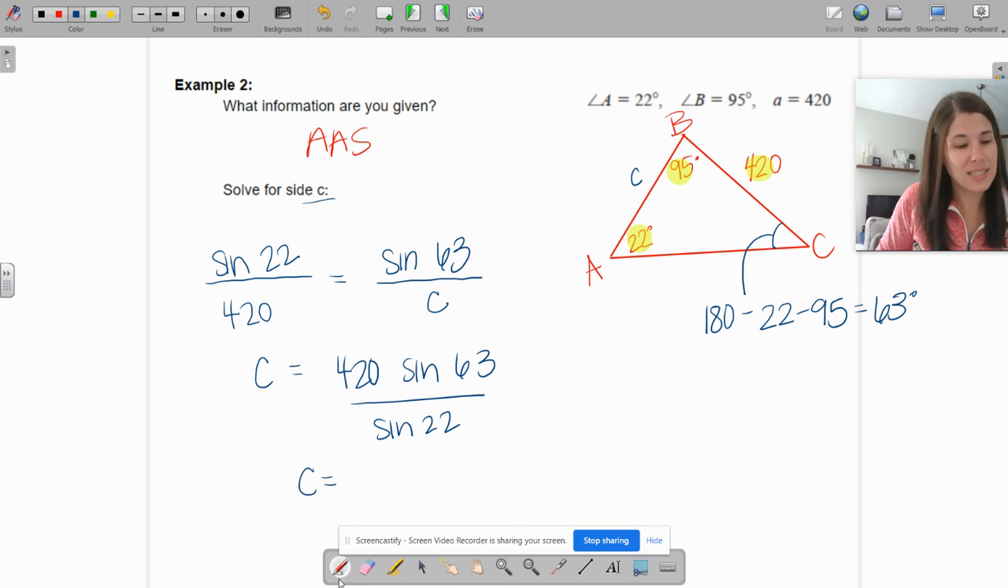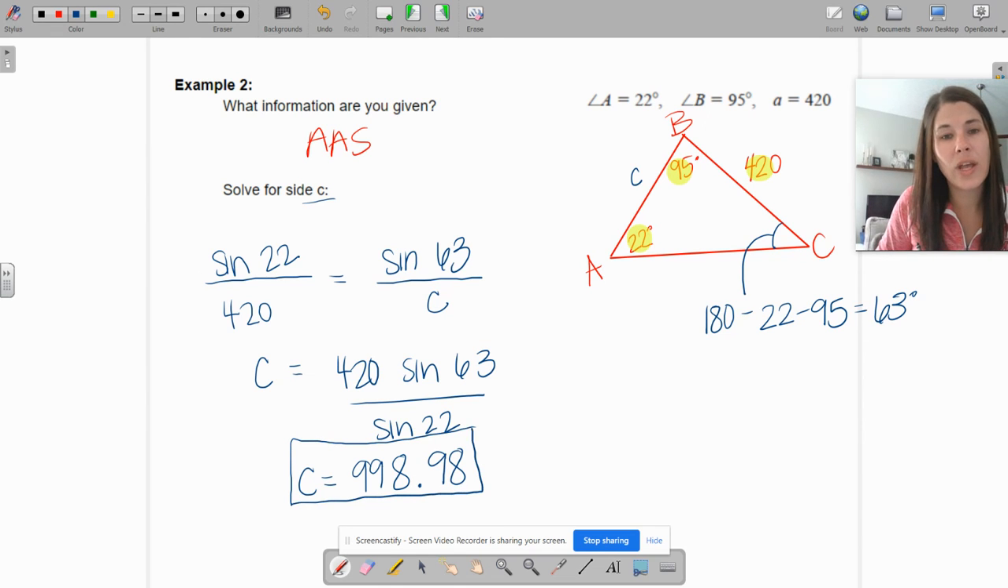And we get that C is what? 998.98 units. And a quick check is angle C, 63 degrees right here. This is larger than 22 degrees, so I should be expecting that my side C is longer than side A, since angle C is bigger than angle A. So that's kind of a quick check for you.